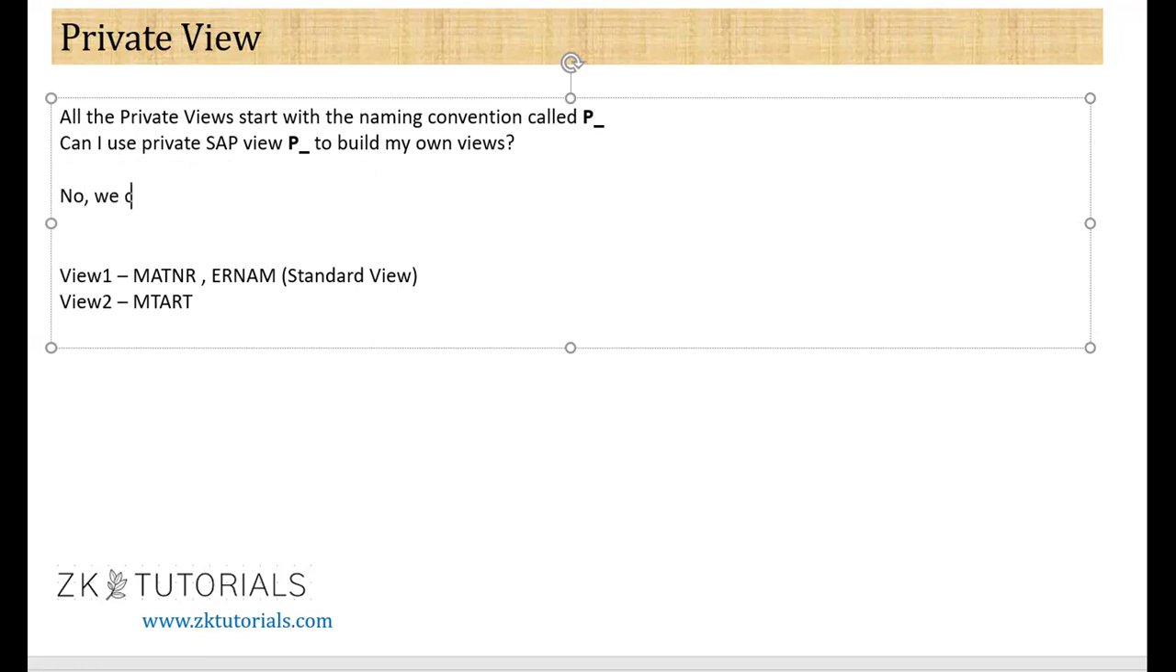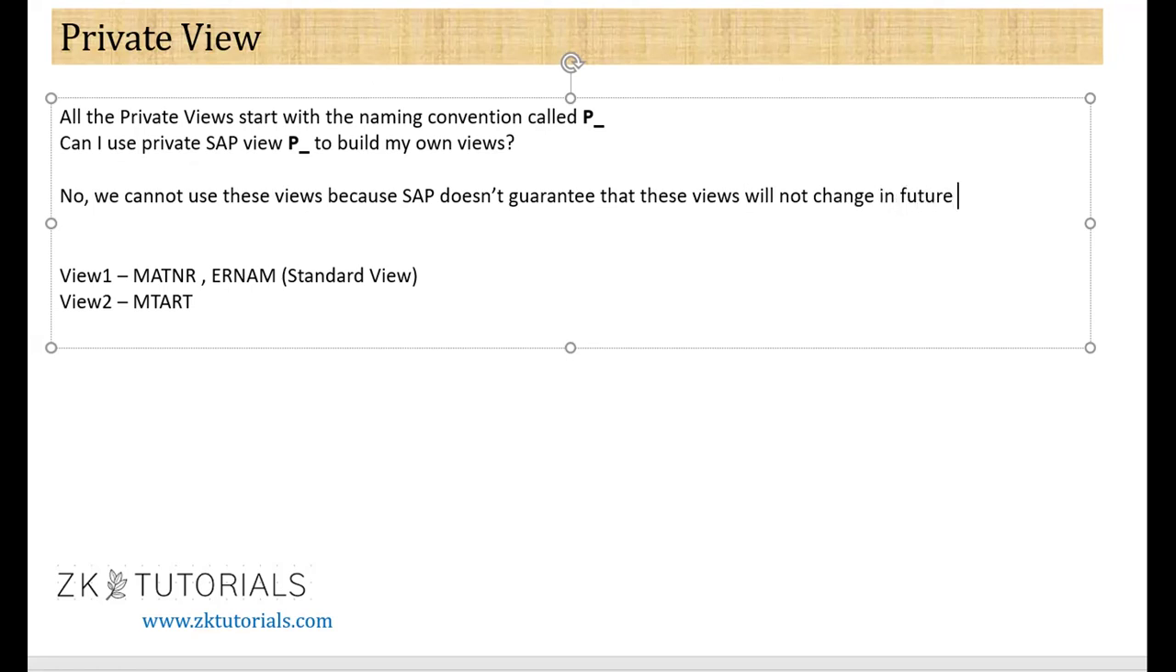We cannot use these views because SAP doesn't guarantee that these views will not change in future, in a destructive way. What does this mean, guys? Is this clear? Understand this line: SAP does not guarantee that these views will not change in future in a destructive way.